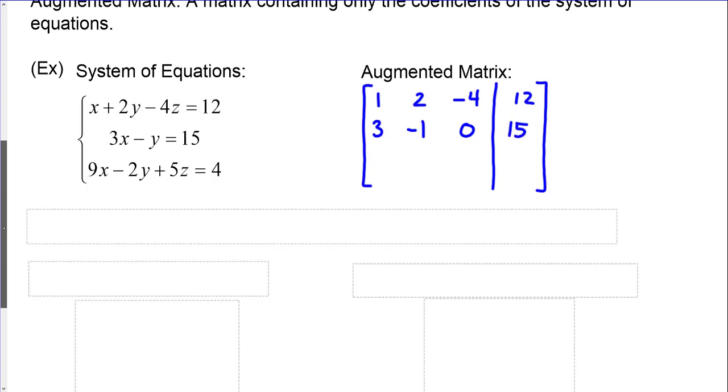In the last equation, 9x minus 2y plus 5z equals 4. The coefficient on x is 9. The coefficient on y is -2. On z is 5. And the constant is 4.